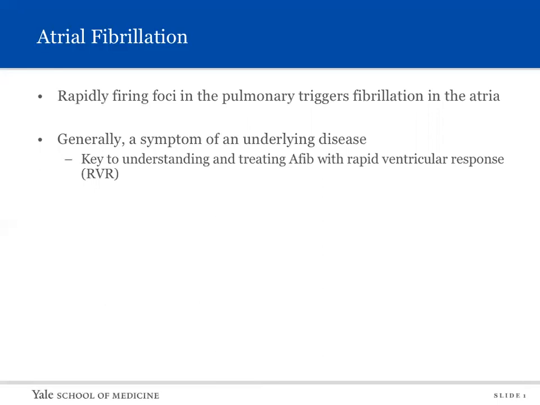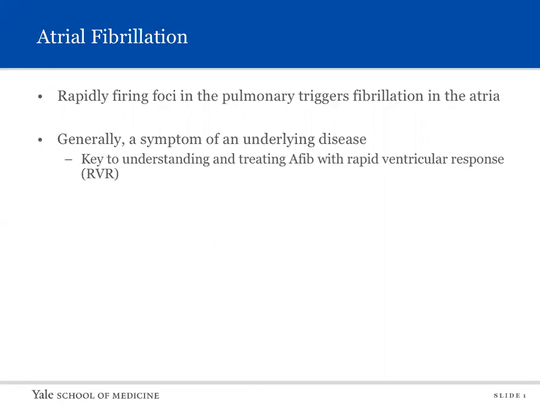Okay, so when we talk about Afib, that's an aberrant conduction that usually begins in the pulmonary veins that triggers fibrillation in the atria. And more often than not, it's a symptom of an underlying disease. Most of these patients have hypertension, coronary artery disease, or some other type of underlying systemic disease which predisposes them to atrial dilation and subsequent abnormal rhythms that tend to develop in the pulmonary veins. And this is important to know because atrial fibrillation is a trigger of an underlying disease.